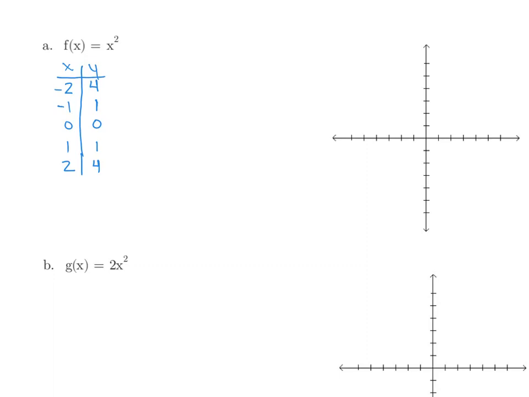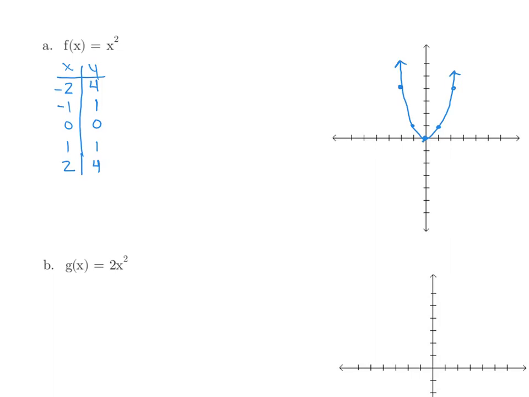Alright, so if we graph this, we have (-2, 4), (-1, 1), (0, 0), (1, 1), and (2, 4). If we go ahead and draw through our points, we should get something that looks like this.